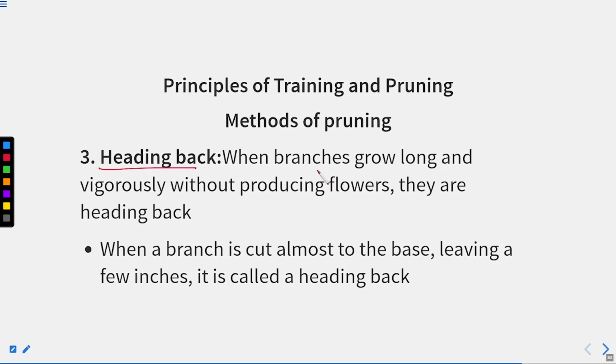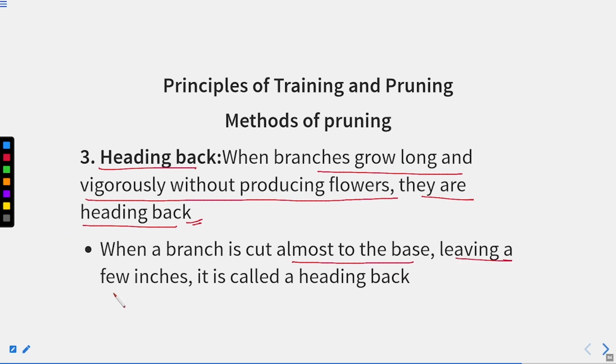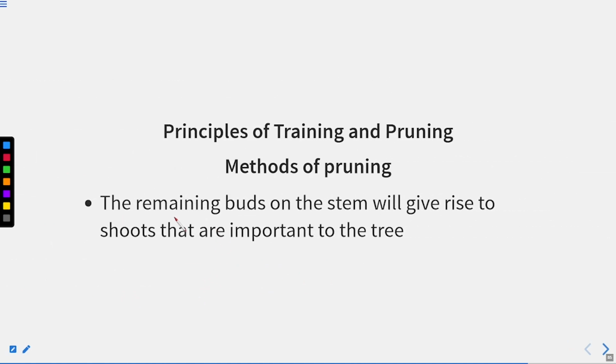Heading back. When the branches grow long and vigorously without producing flowers, they are headed back. When a branch is cut almost to the base, leaving a few inches, it is called heading back. We are not removing it at the base, but leaving a few inches. The remaining buds on the stem will give rise to shoots that are important to the tree.